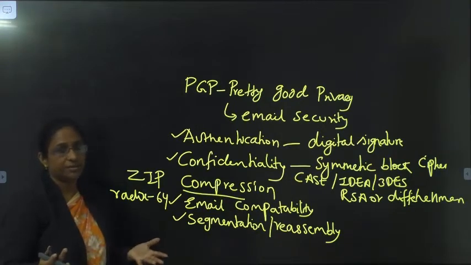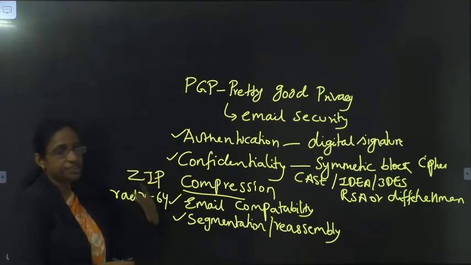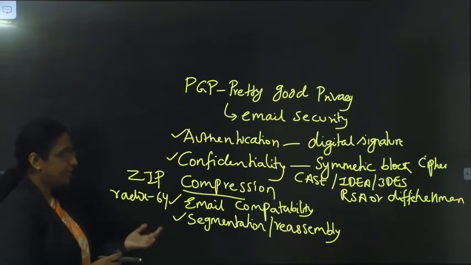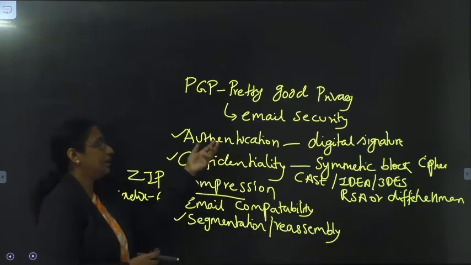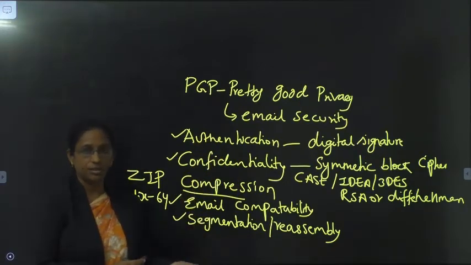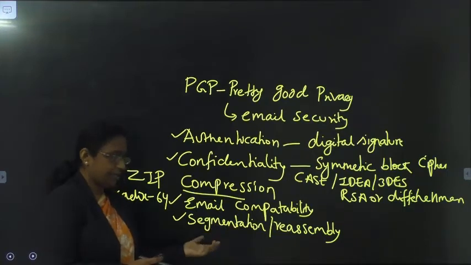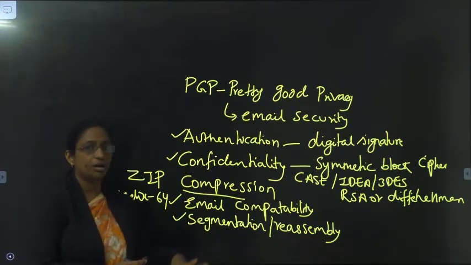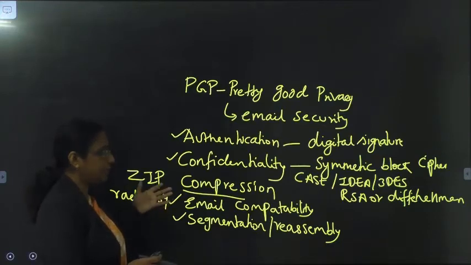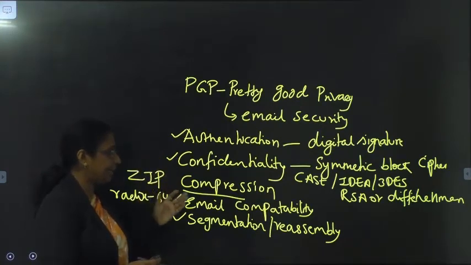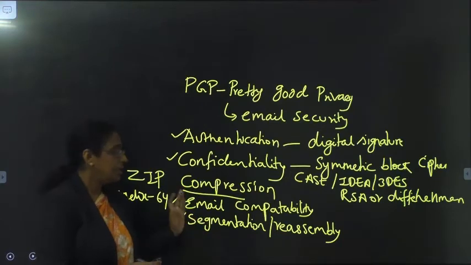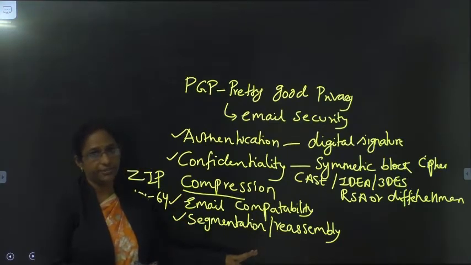All those segments have to be reassembled before the authentication and confidentiality. So reassembly should be done before all other processing like authentication, confidentiality, compression. And segmentation is done after all processing, including the conversion also. That is, after authentication, confidentiality, compression, and email compatibility. So that is the segmentation and reassembly.